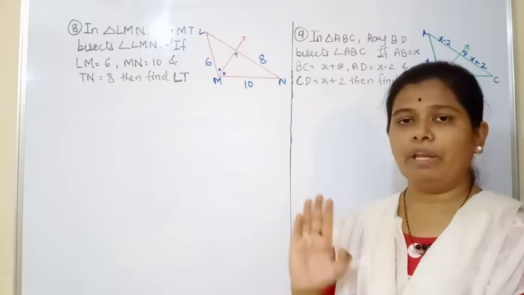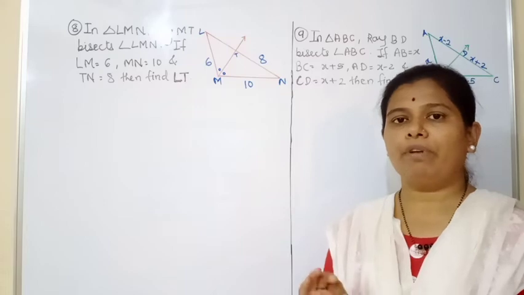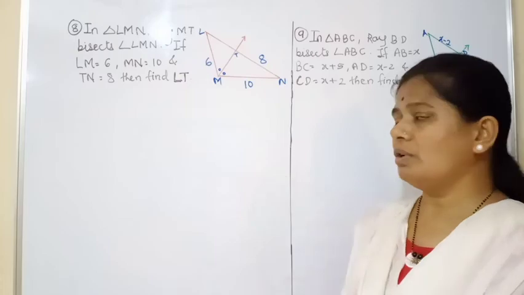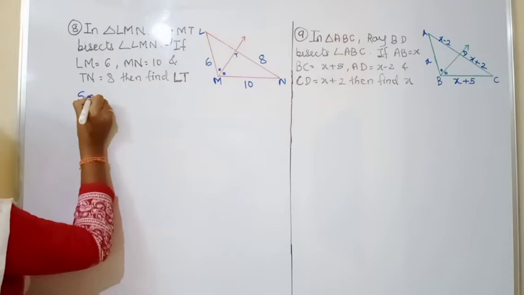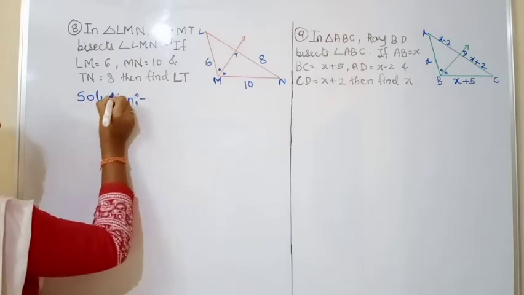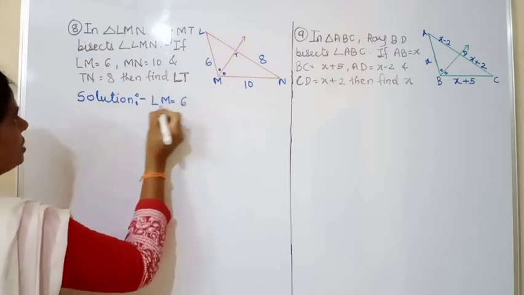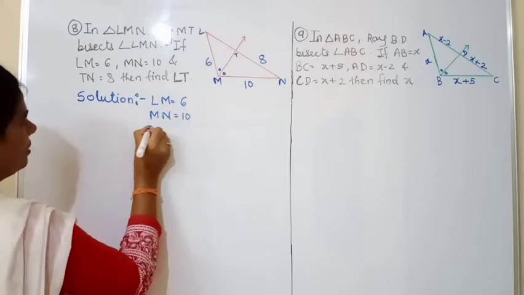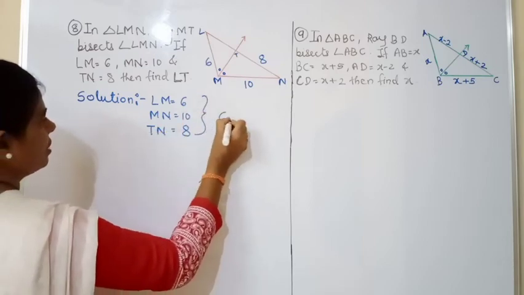Okay, it is very clear from the diagram and whatever information is given in the example that we can clearly identify which theorem we have to use. So we'll use the theorem of angle bisector. So the solution: what measurement is given to us, that is LM equal to 6, then MN equal to 10 and TN is equal to 8. Okay, so this is given.